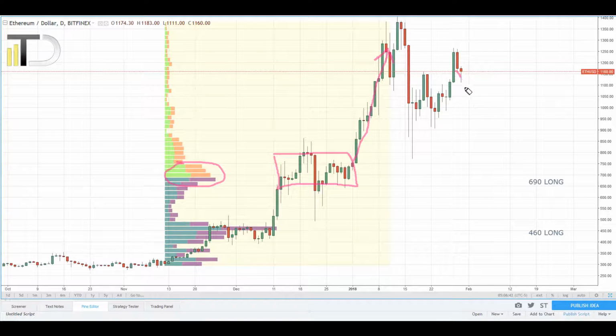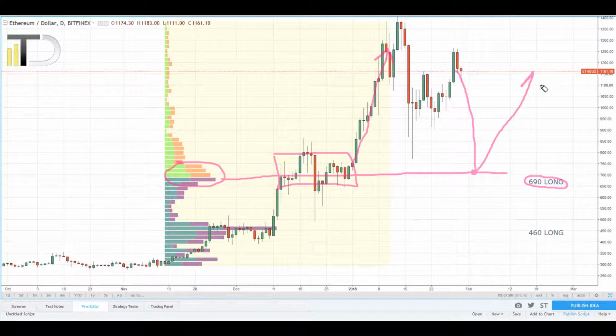So when the price comes back to this area, the highest peak of this area is at 690. I think that those strong buyers will be defending their buying positions and they'll push the price upwards from this area. The second strong volume area, definitely this one.